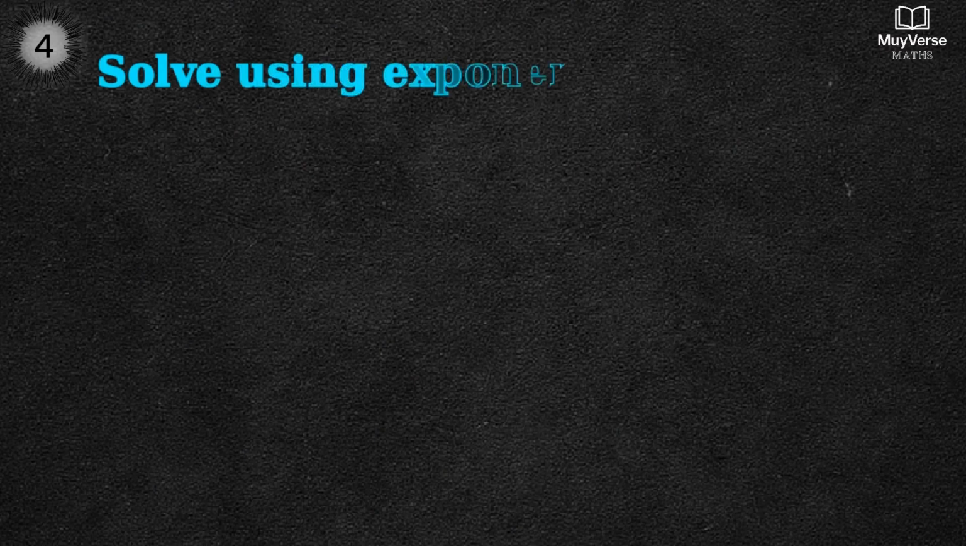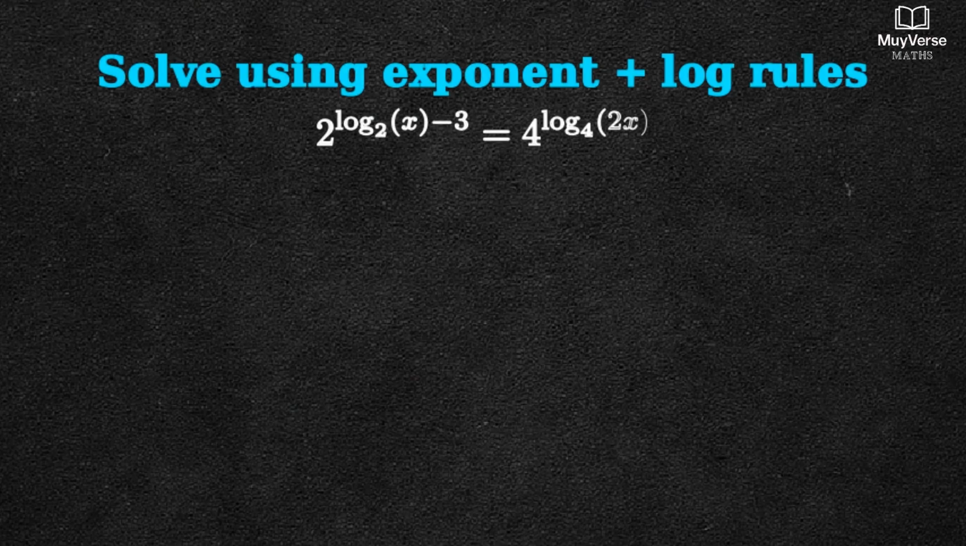In this quick lesson, we'll solve a beautiful logarithm and exponent equation step by step with zero skipped steps. Our equation is 2 raised to log base 2 of x minus 3 equals 4 raised to log base 4 of 2x. Step 1. Focus on the right-hand side.